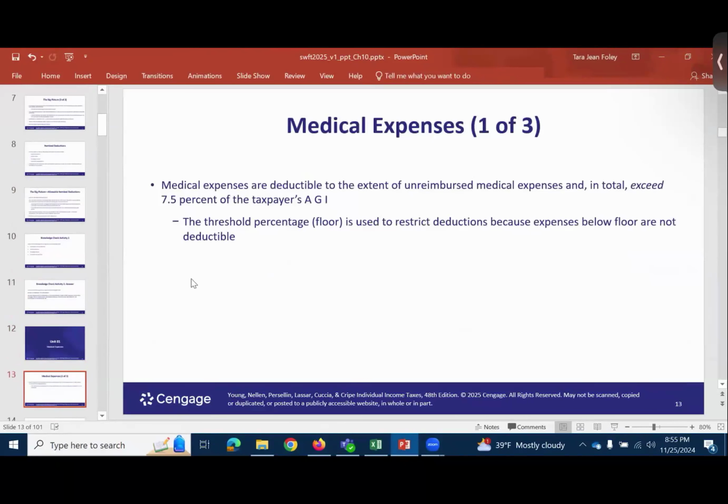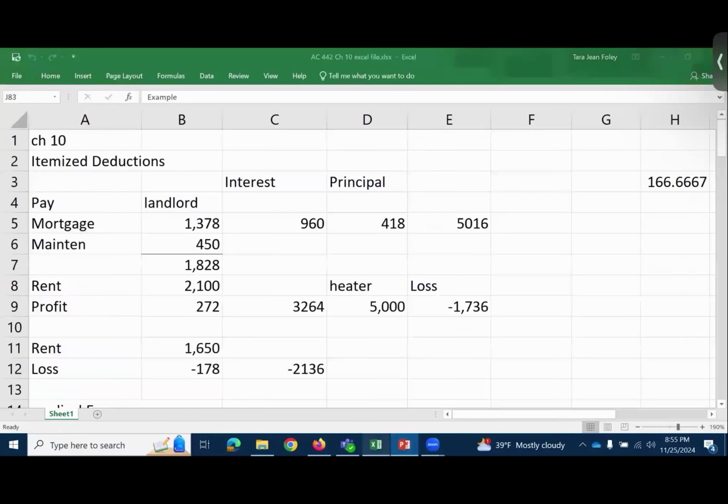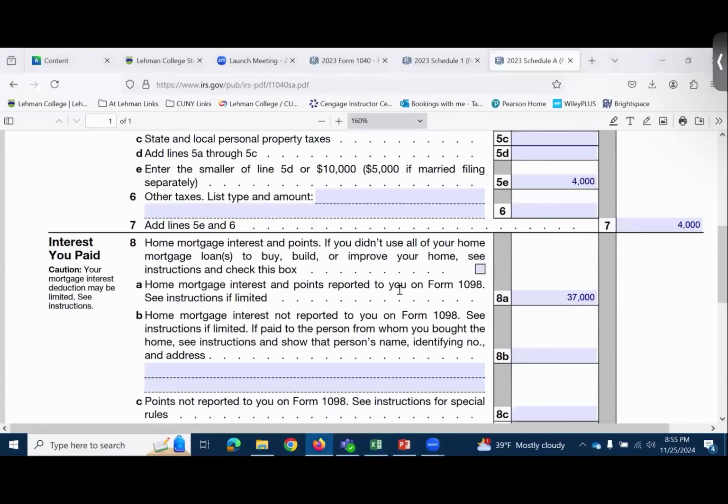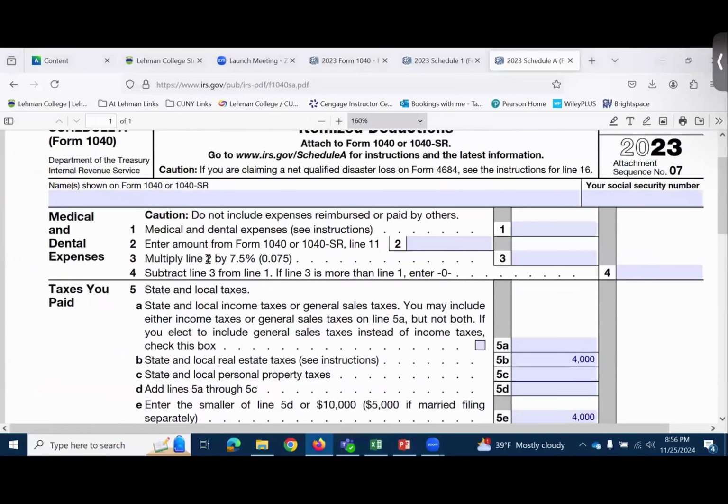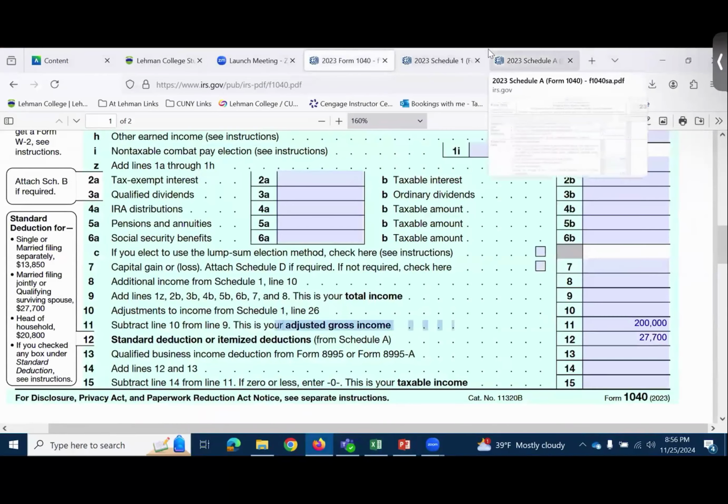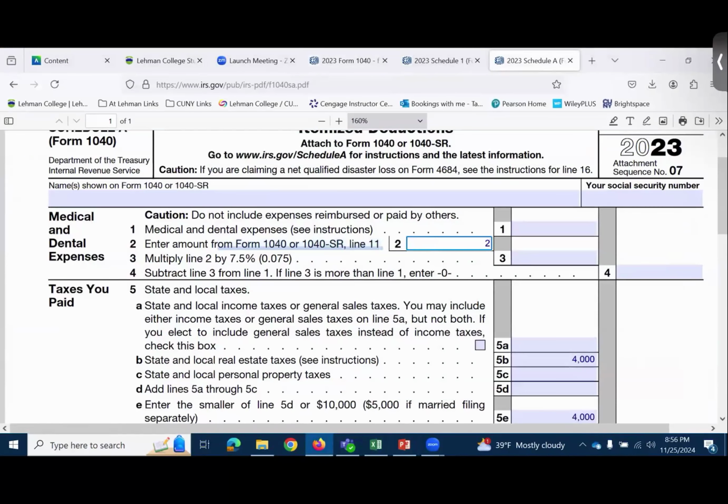So medical expenses, there's a floor, 7.5%. So what is on Form 1040, line 11? 1040, line 11, that's your AGI, $200,000. So you put $200,000 here. Multiply line 2 by 7.5%. 200,000 times 7.5% is $15,000. That means this is the floor.